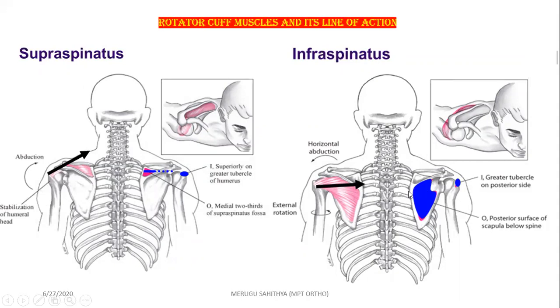The infraspinatus originates from the posterior surface of the scapula below the spine and inserts on the greater tubercle on the posterior side. It helps in the action of horizontal abduction and external rotation. The action line is towards the medial border of the spine.